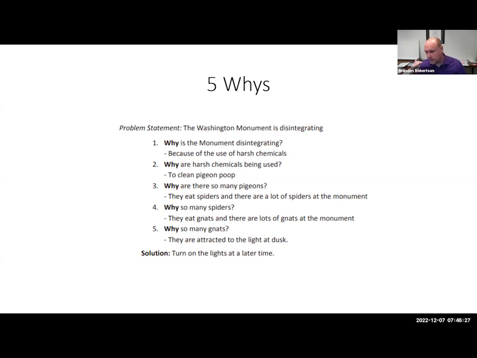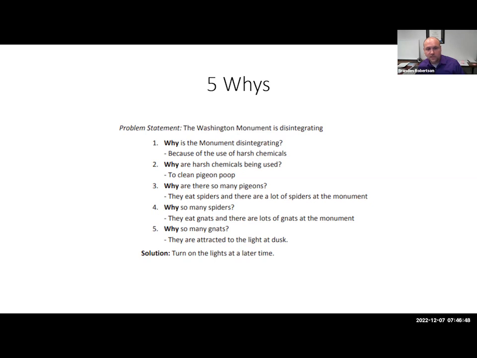Why are there spiders, right? Like, this is simple. They eat the gnats that are there, and there are a lot of gnats at the monument. Why are there so many gnats? Because they're attracted to the light at dusk. The Washington Monument's lights turned on at dusk before any of the other lights in the area. Therefore, the gnats went there first.